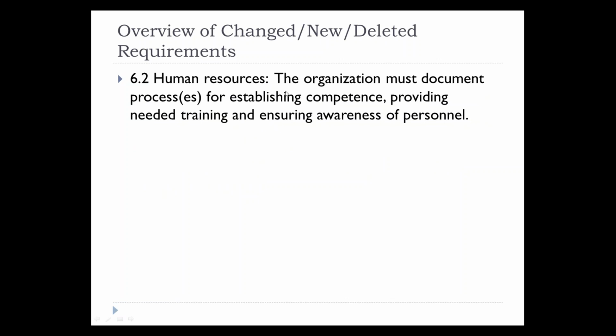6.2, human resources. The organization must document a process for establishing competence, providing needed training, and ensuring awareness of personnel. So requirement for a documented process here.